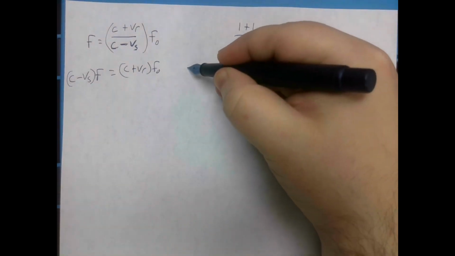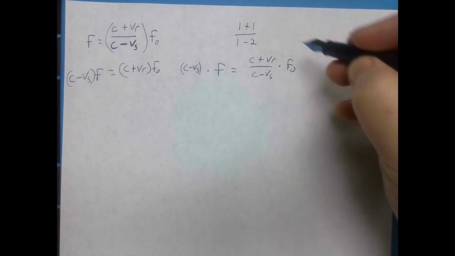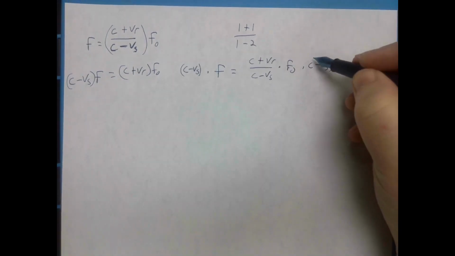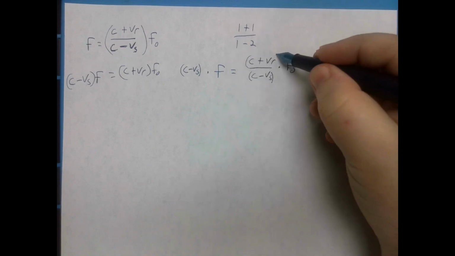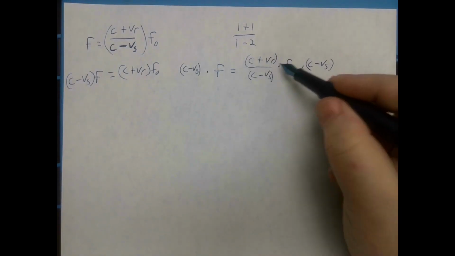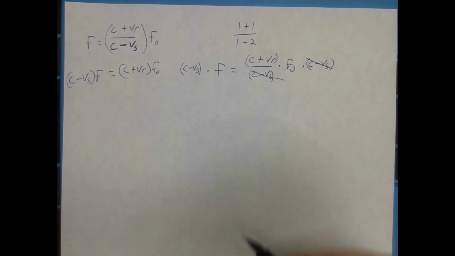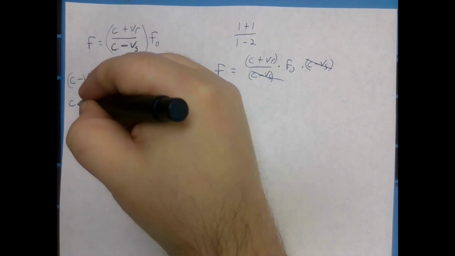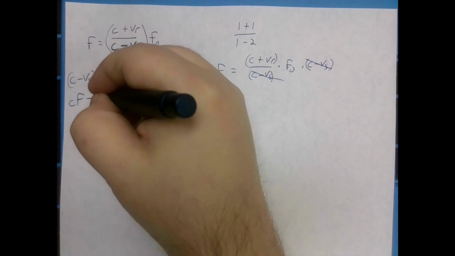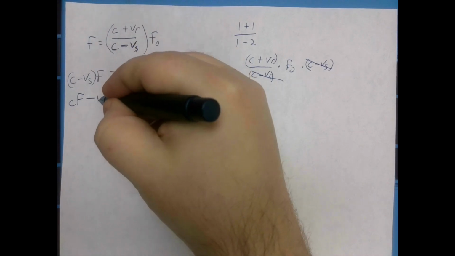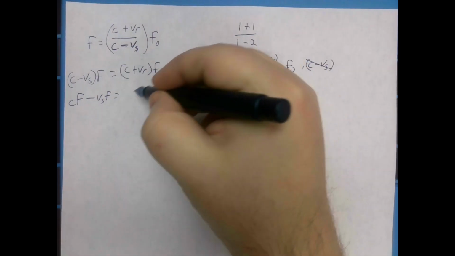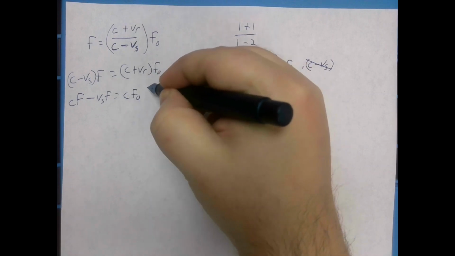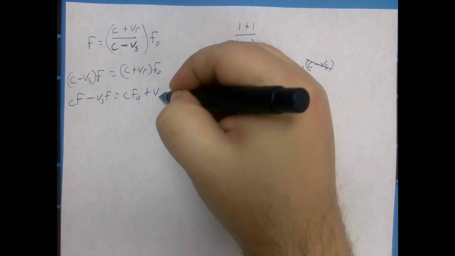I'm just multiplying by C minus Vs on both sides. Anything divided by itself will cancel out, and I'm left with this. Now we need to get all the C's on one side. So I'm going to FOIL this out: C times F, and C times Vs, and F times Vs. Likewise over here: C times F naught plus F naught times VR.